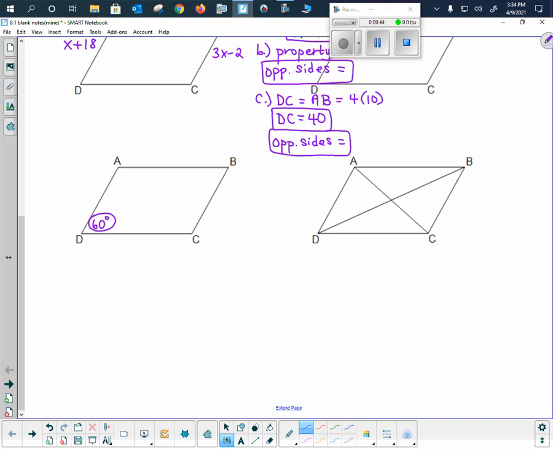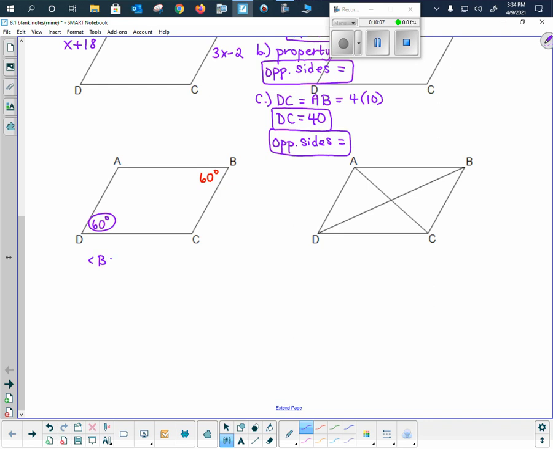Okay, so there's a few things we know. Opposite angles are what? Equal. So you know that this is 60. So we just found that. What do you know about consecutive angles? They're supplementary, meaning the numbers add to 180. Okay, so I guess we can start answering some questions just so it's written.